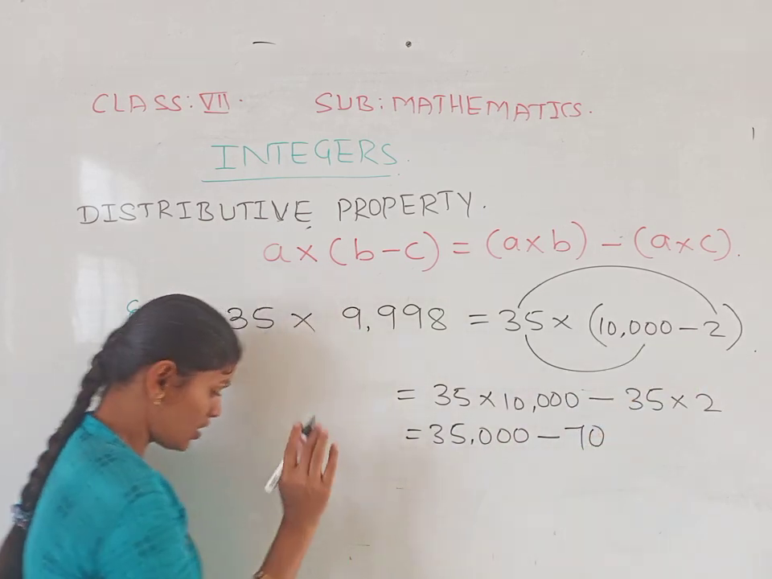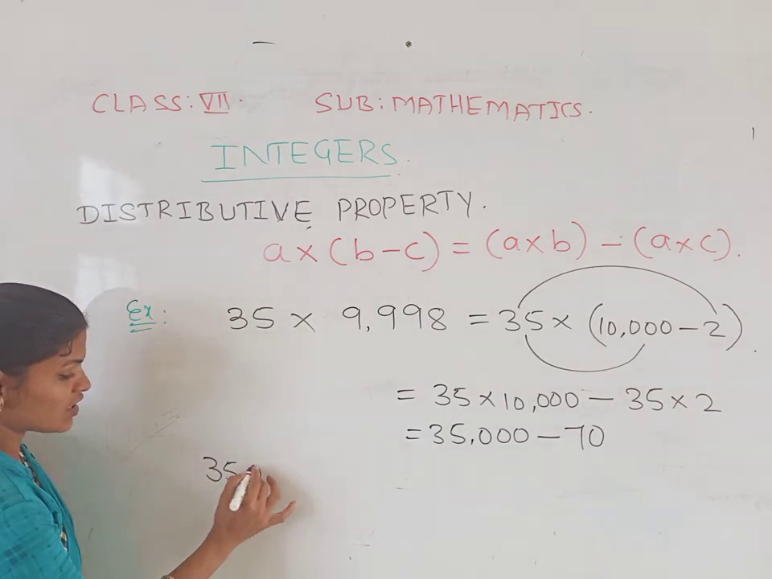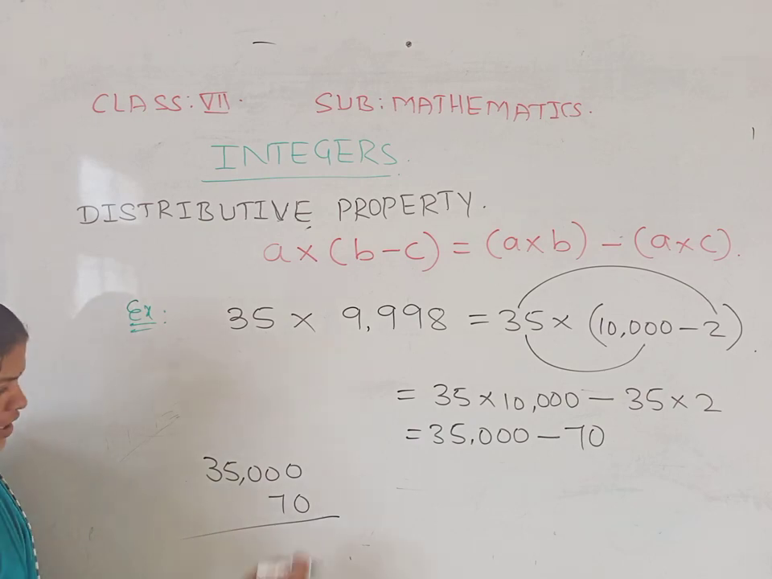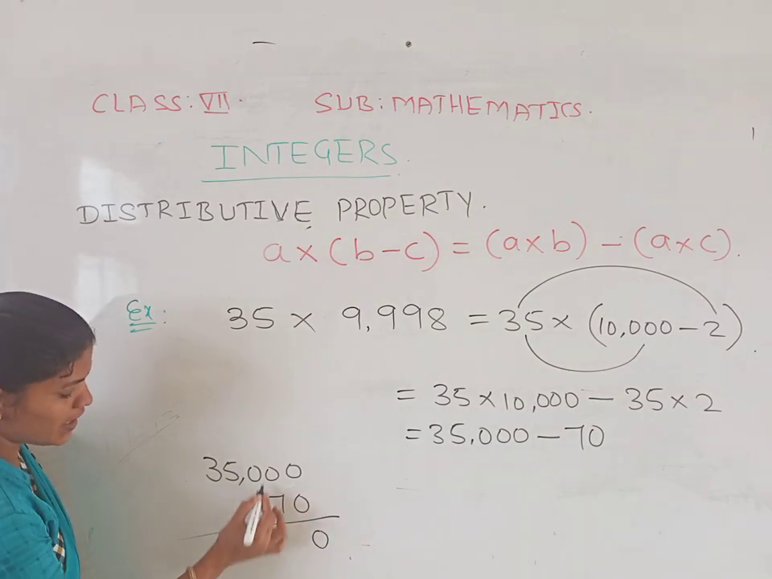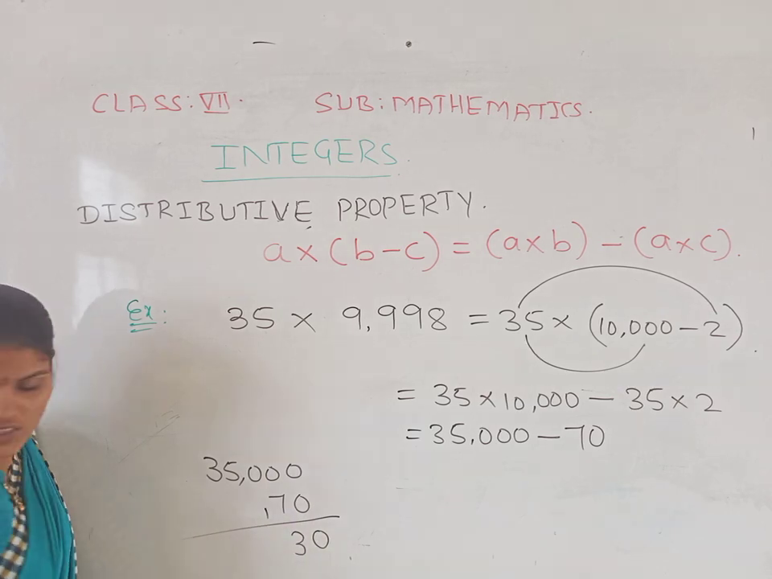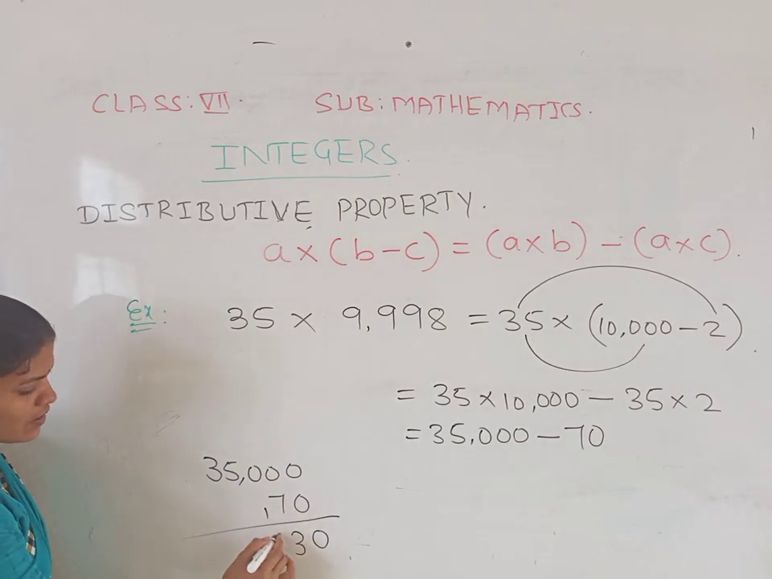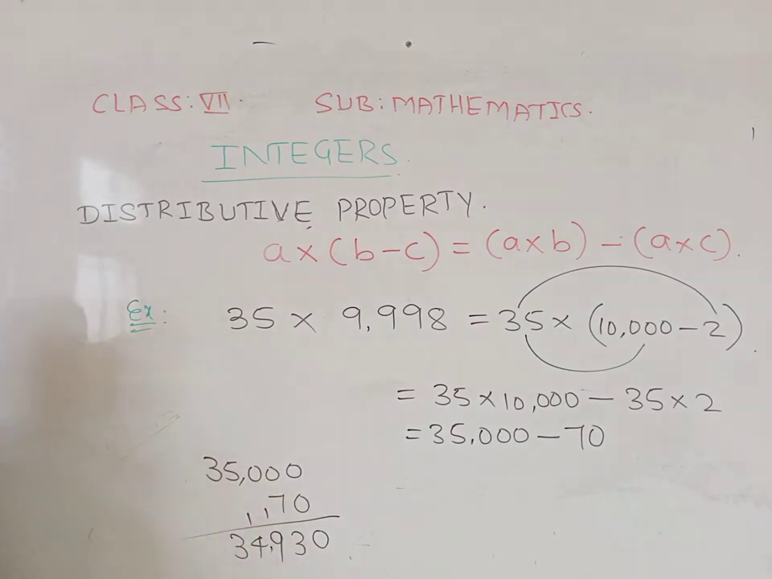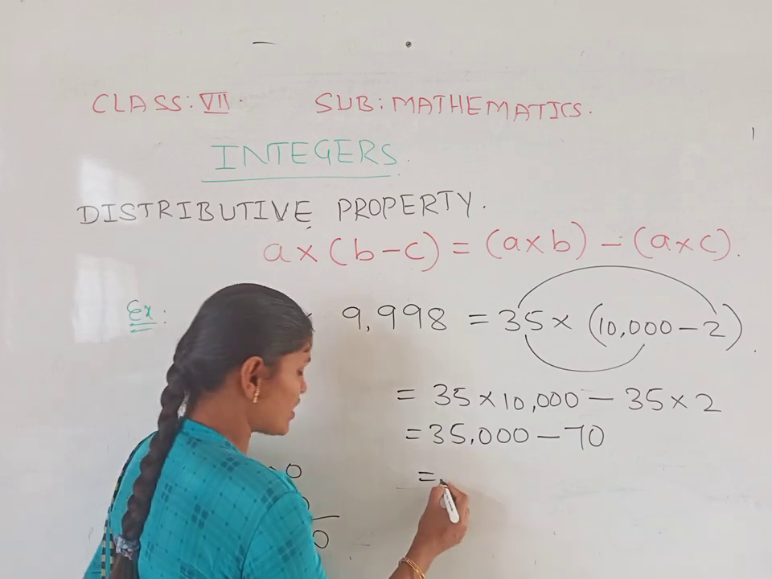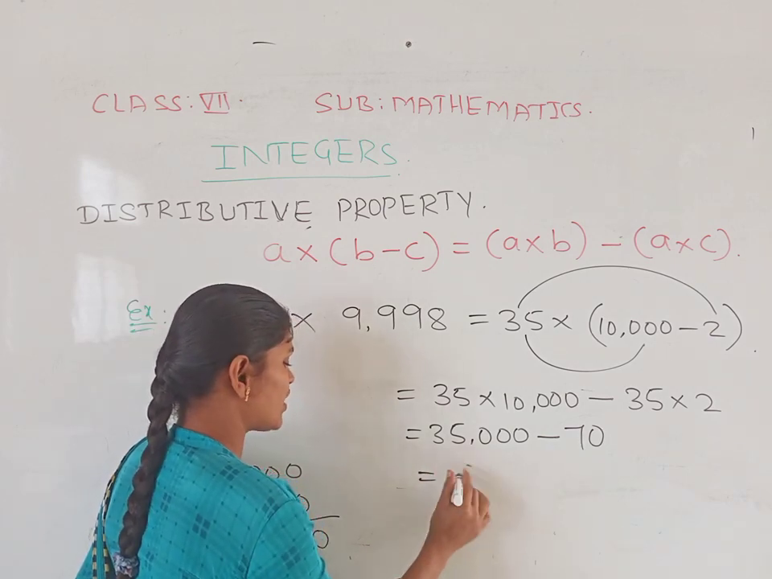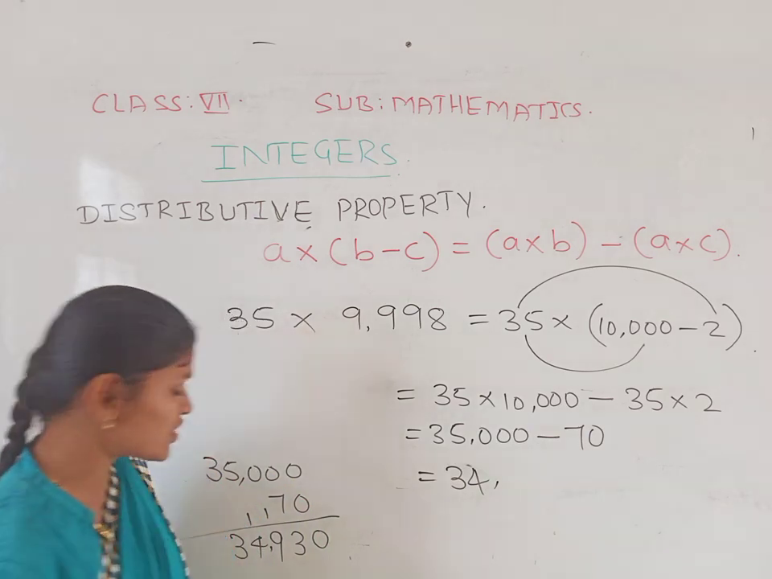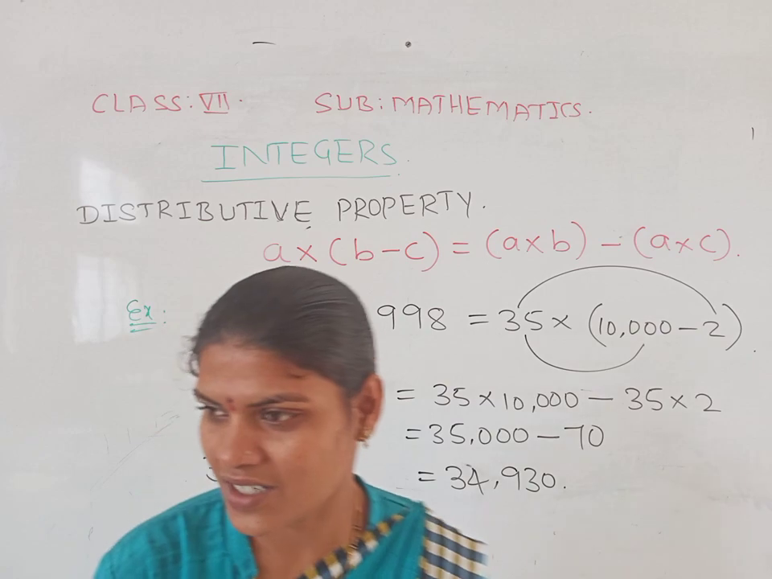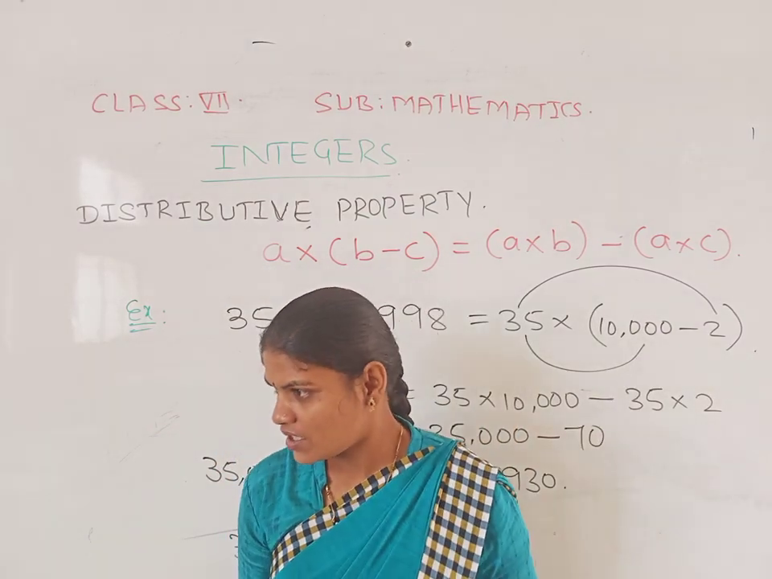Okay. Now the task is, in 35,000 we have to remove the 70. Yes? Okay. 0 minus 0, 0 itself. 10 minus 7, 3. Next 10 minus 1, 9. 5 minus 1, 4. 3 as it is. 34,930. Apeksha Sonar, your answer is exactly correct. 34,930 is the exactly correct answer. Clear? Same answer? Okay.